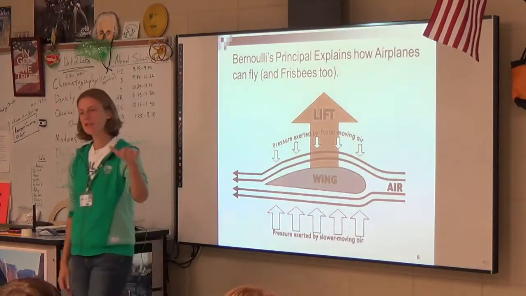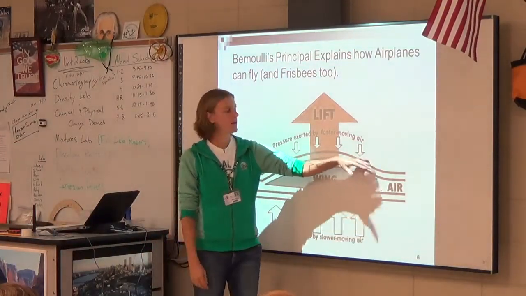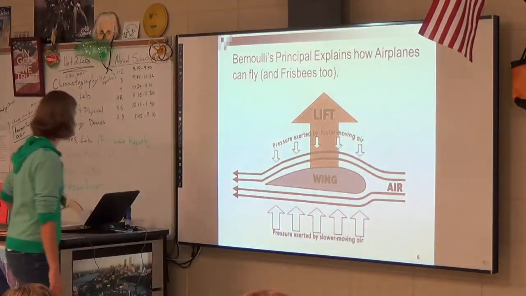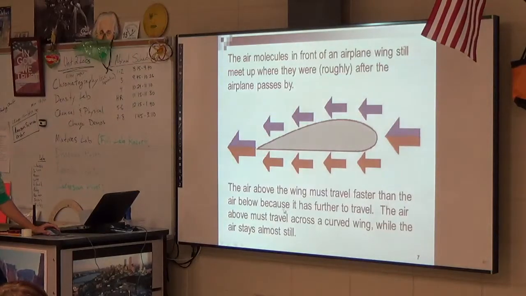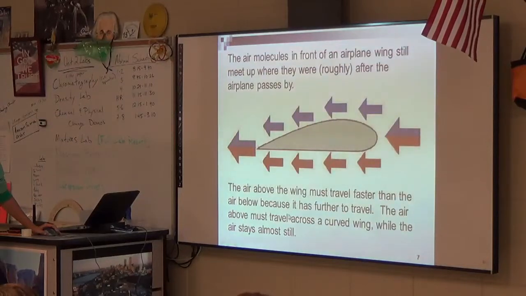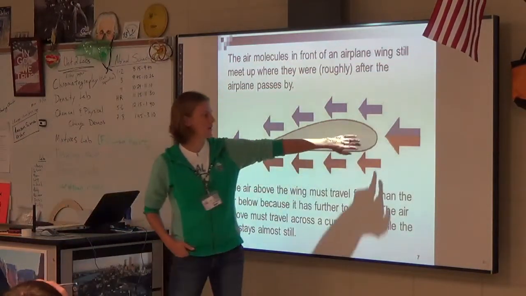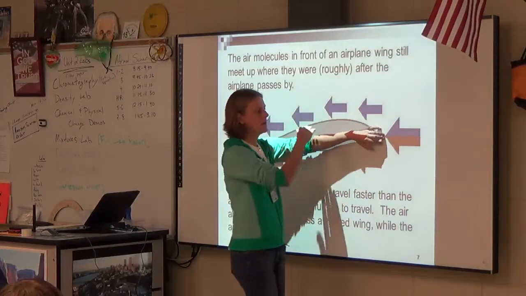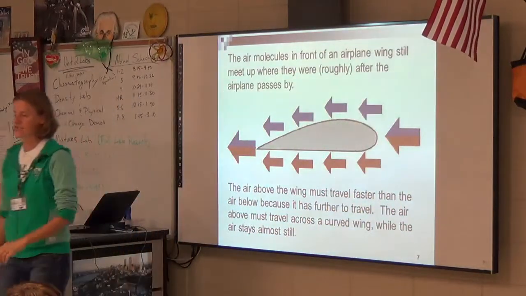Over the top. So the air actually moves faster over the top of an airplane wing, also like a frisbee. Hence you get some lift. You get that low pressure on the top and a higher pressure on the bottom, and you end up with lift. So the air above the wing must travel faster than the air below because it's got farther to travel. The air above must travel across the curved wing while the air below stays almost still. So whatever air I had here, it ends up right here. But when that wing cuts through it, some of the air above has to travel faster than the air below.